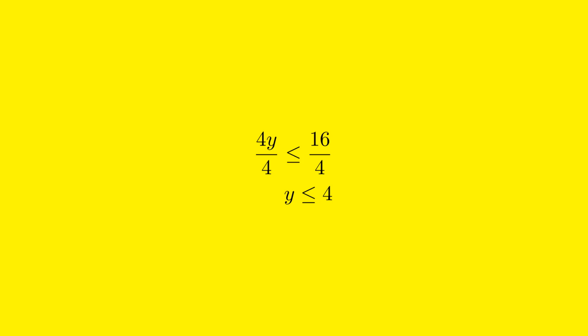In inequality notation, this means y is less than or equal to 4. In interval notation, the solution can be written as negative infinity to 4, inclusive of 4. Since y is less than or equal to 4, this is the final step. So the solution is, in inequality form, y is less than or equal to 4. In interval notation, negative infinity to 4, inclusive of 4.